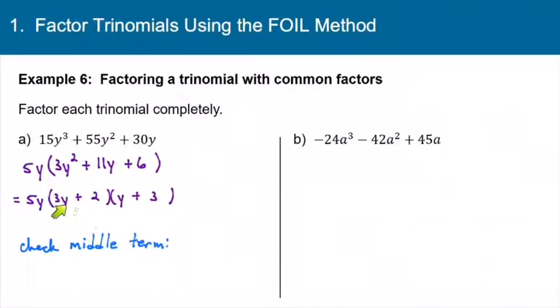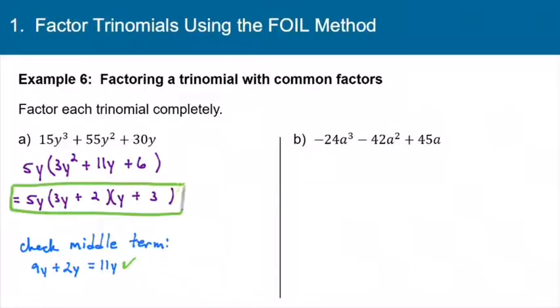So outer times outer is 9y. Inner times inner is 2y. That adds up to 11y. That's what we wanted it to add up to. So the middle term of the trinomial we were working on was 11y. That means that we chose the right two factors on the first try, and that means that this is the right factoring. And again, it's very important that you have all of these factors.